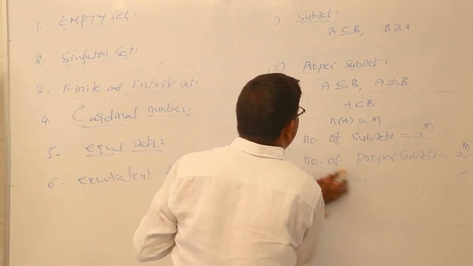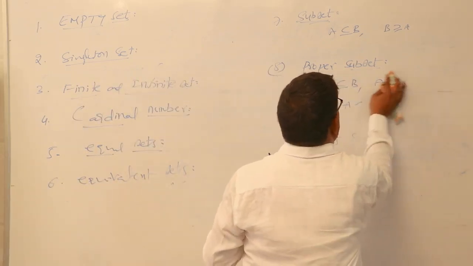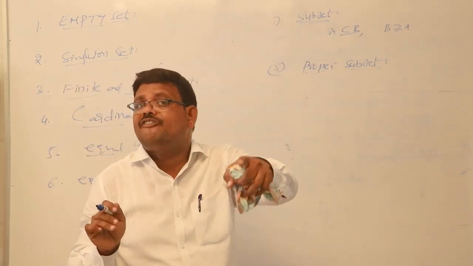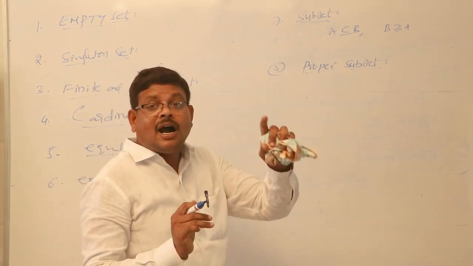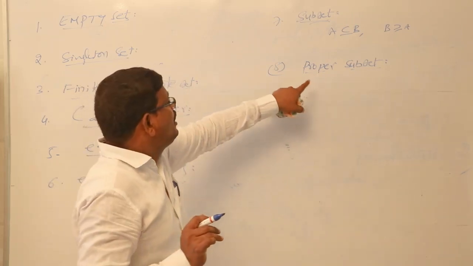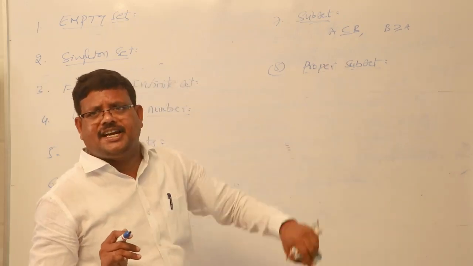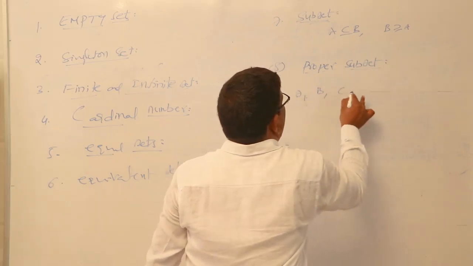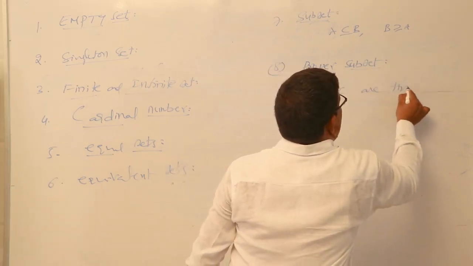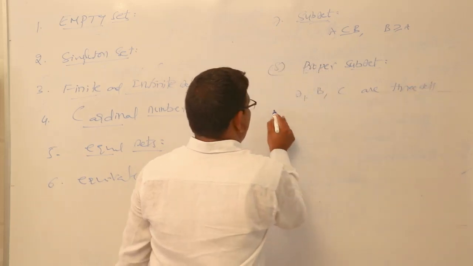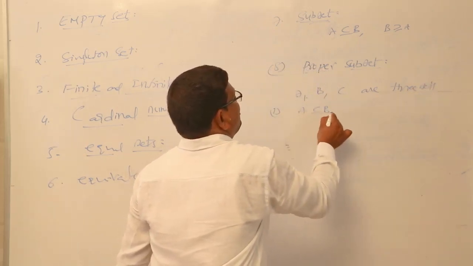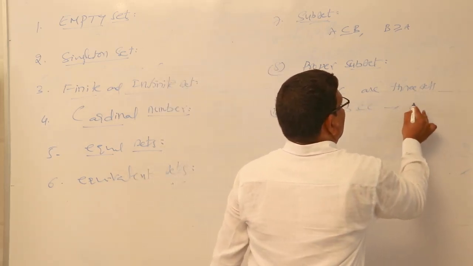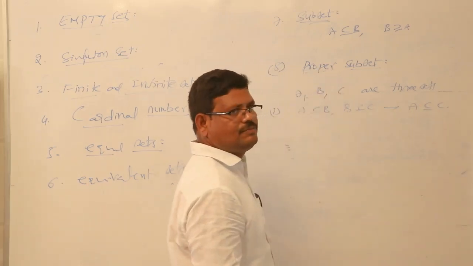And what are the properties of proper subset? So, every set is a subset of itself, but not a proper subset of itself. And the null set is a subset of every set. Next, if A, B, C are three sets, the first property is: if A ⊆ B and B ⊆ C, then A ⊆ C.